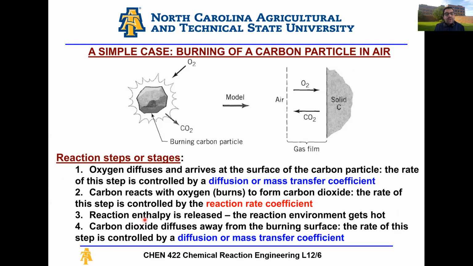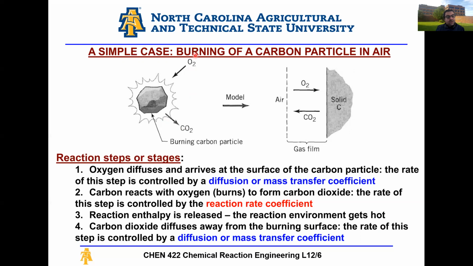Then after the reaction happens, or while the reaction happens, let's not jump. Step number 3, the reaction enthalpy is released. So if it's an exothermic reaction, I get some heat being released, and this heat gets released to the environment, or it might get released into the system, depending on how you're running this process. And then the final step, your carbon monoxide, your product, has to find its way from the surface of the coal, or from the burning surface, all the way to the atmosphere, or to the continuum in which this reaction is happening. And again, this step as well is controlled by your diffusion mass transfer coefficient.